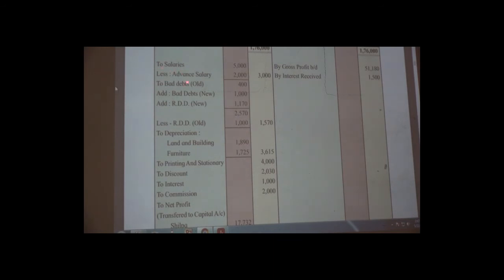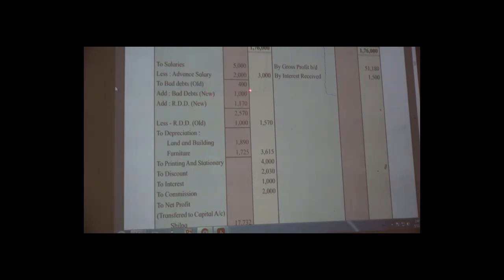Now come to the item bad debts. We have recorded earlier bad debts of rupees 400, that is the old bad debts. Now see, as per adjustment we have some new bad debts. So to the old bad debts we will add the new bad debts. So old bad debts of rupees 400 and new bad debts of rupees 1000. In this way we will have the amount of 1400. Okay. Then next, we have mentioned just now the new RDD, that is 1170.